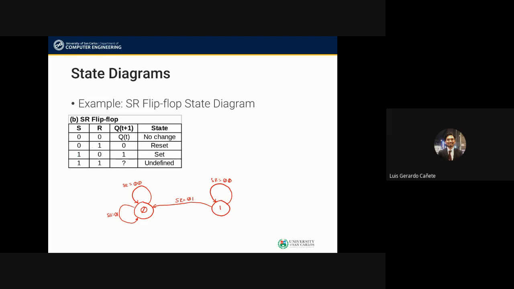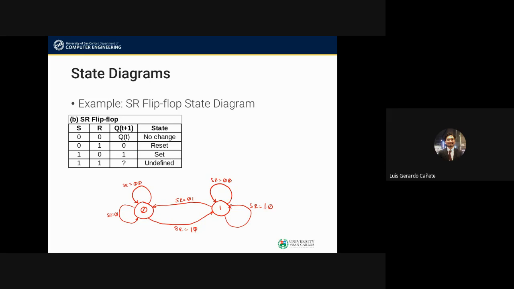Now let's look at 1, 0. When we are at state 0 and SR is 1, 0, we know that we go to state 1. So there is a transition from state 0 to state 1 when SR is equal to 1, 0. But that's not the only transition we can have when SR is equal to 1, 0. You also have the case where you start at 1 and you go back to state 1 when SR is equal to 1, 0.